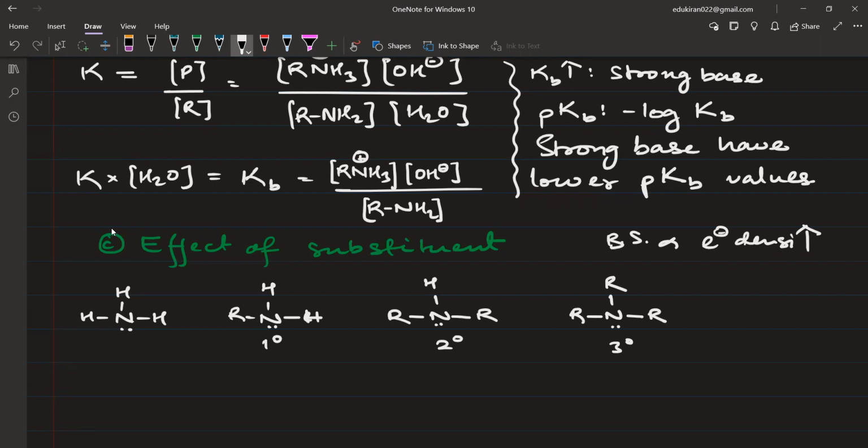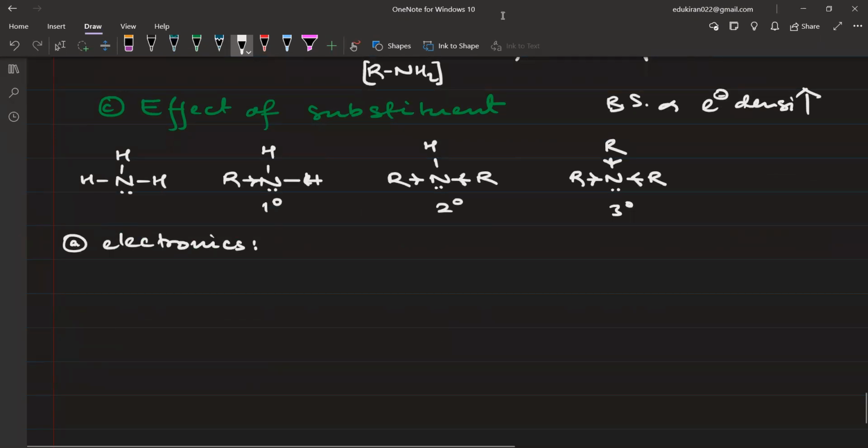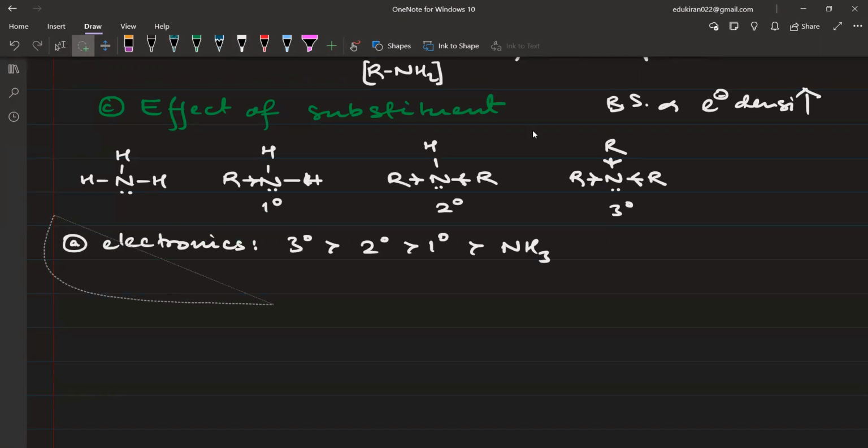So if I look at the electronics here, we know that alkyl groups are electron donating groups. These are plus I groups. So they will give electrons here. In 2 degree, they will give electrons from 2 sides. And in the 3 degree, they will increase the electron density at the nitrogen atom from 3 sides. So can you tell me which is having the highest electron density here, guys? Ammonia, 1 degree, 2 degree, or 3 degree? 3 degree is having the highest electron density, and that is why the basic character of 3 degree will be highest. So 3 degree, after that 2 degree, after that 1 degree, and after that NH3. Okay. Now this is still only one of the cases according to electronics.